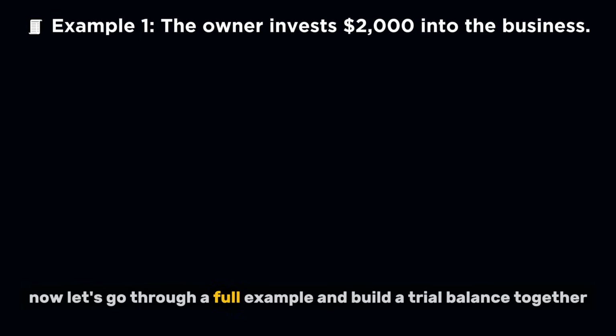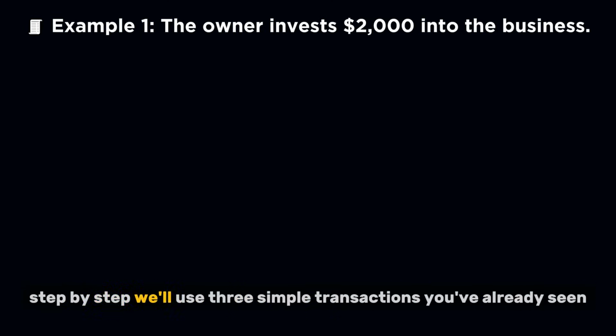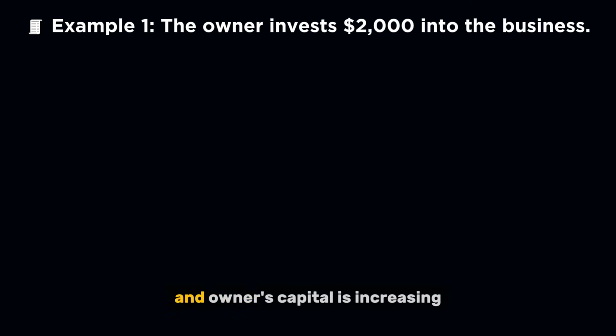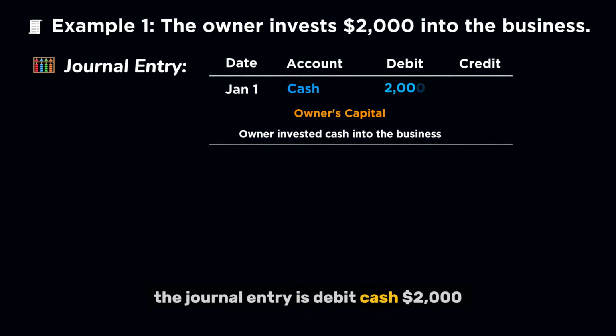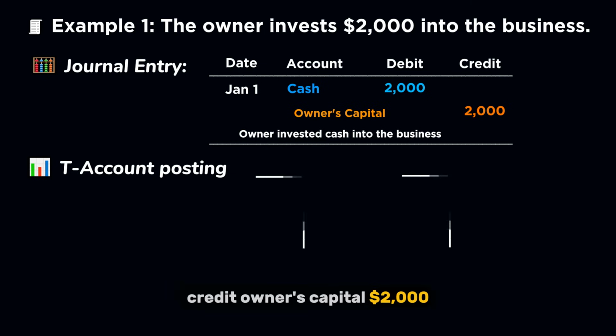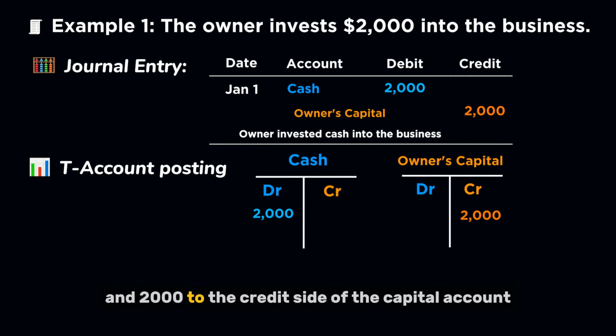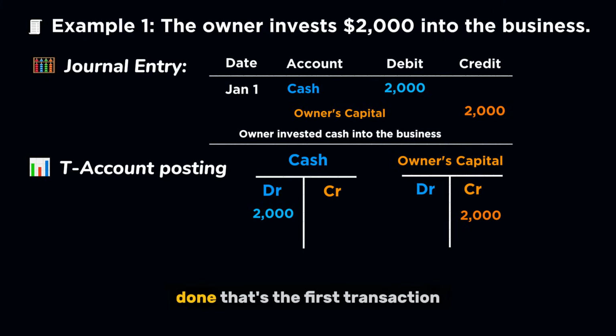Now let's go through a full example and build a trial balance together, step by step. We'll use three simple transactions you've already seen. First, the owner invests $2,000 into the business. This means cash is coming into the business, and owner's capital is increasing. The journal entry is debit cash, $2,000. Credit owner's capital, $2,000. We post $2,000 to the debit side of the cash account and $2,000 to the credit side of the capital account. Done. That's the first transaction.